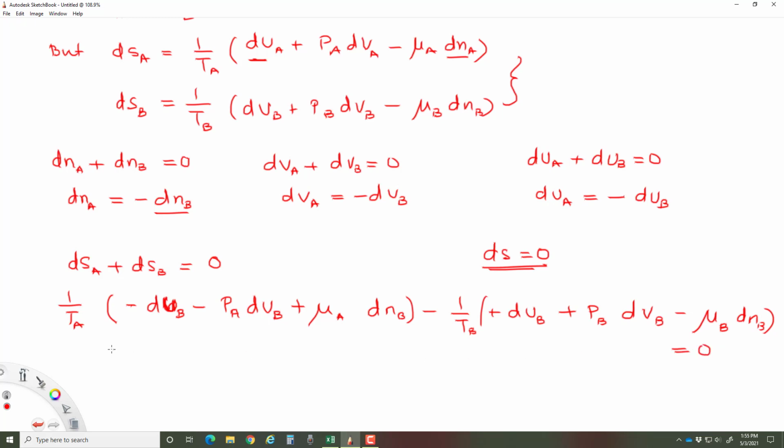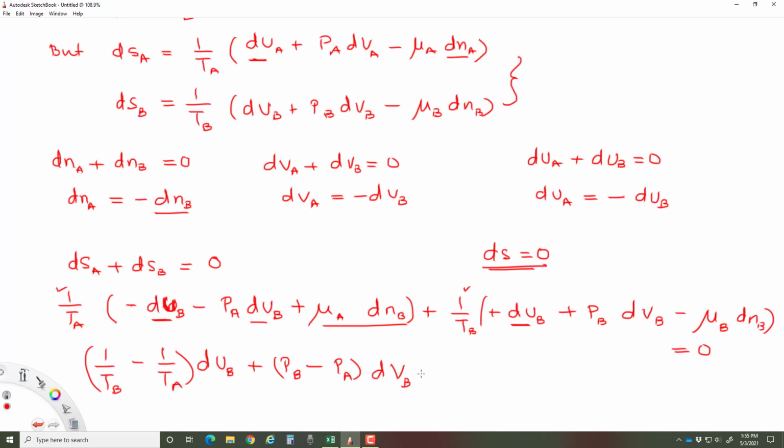So we can put the common terms out of the parentheses. So 1 over TB minus 1 over TA, because this is positive as we are adding the two, and then dUB is common to both the terms, plus PB minus PA, and then dVB is common to both the terms, and then we have this term plus mu A minus mu B dNB is equal to 0.